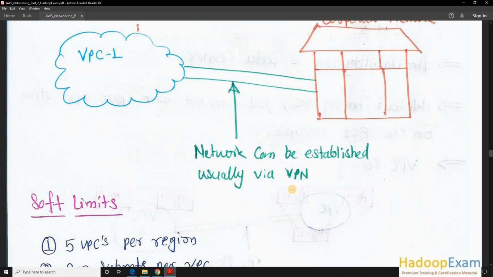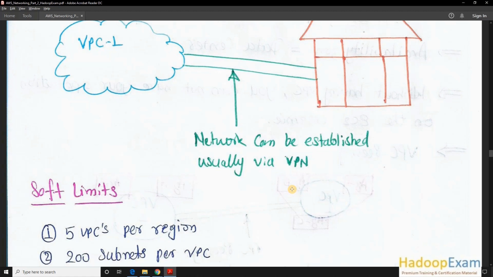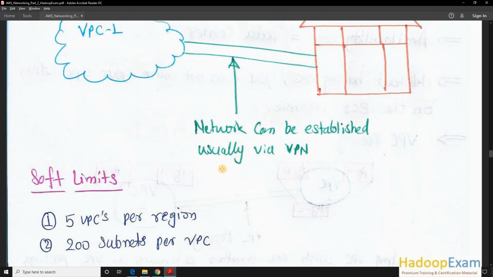So from a certification perspective, Direct Connect is one option and VPN is the other. These two options are available to extend your data centers. How we can do that is something you need to learn in depth, which we would be doing in a later session. Next, soft limits: you need to understand limits in the AWS world.